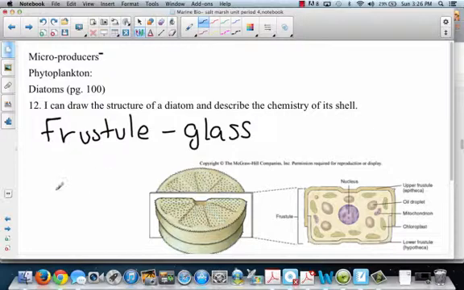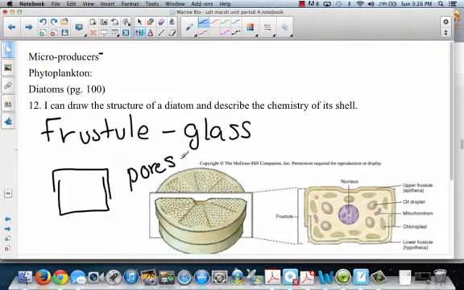It has a top part and a bottom part, and they fit together kind of like a clothing box. And so one thing to note on the shell is they are covered with microscopic pores. And what do you think the pores are for? Well, I hope you guessed gas exchange because they are photosynthetic, and so carbon dioxide is going to go in and oxygen is going to go out.